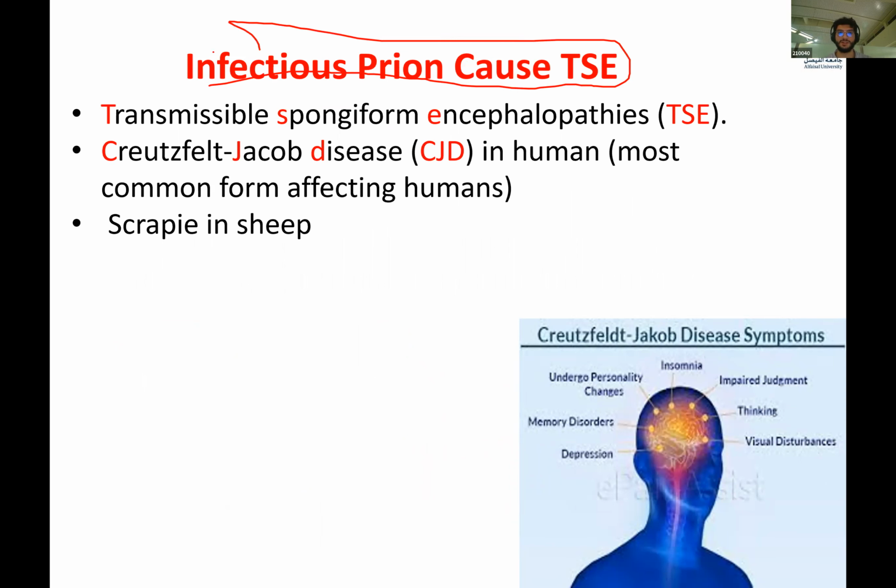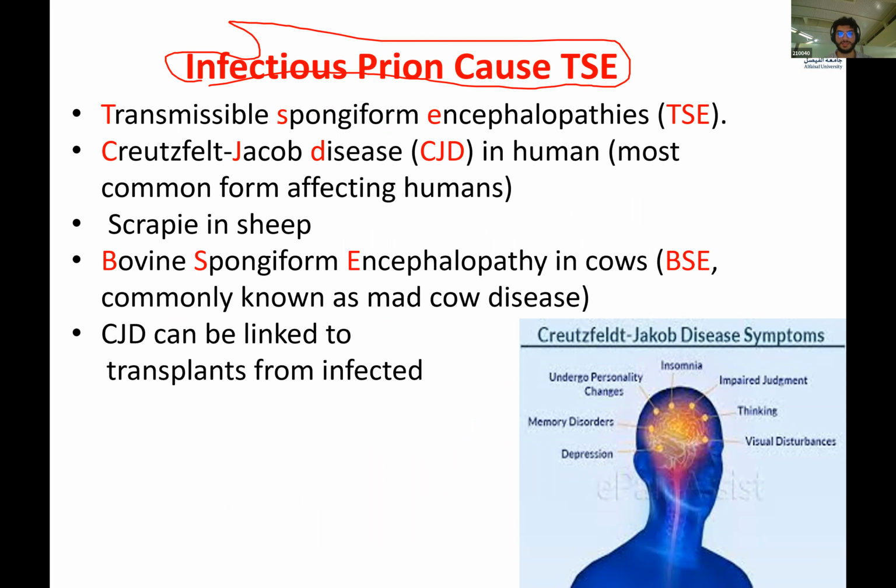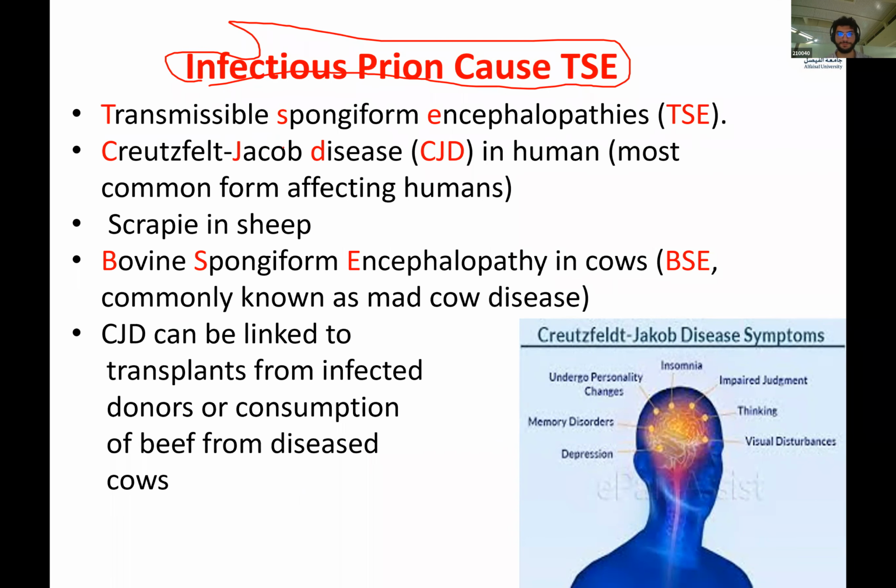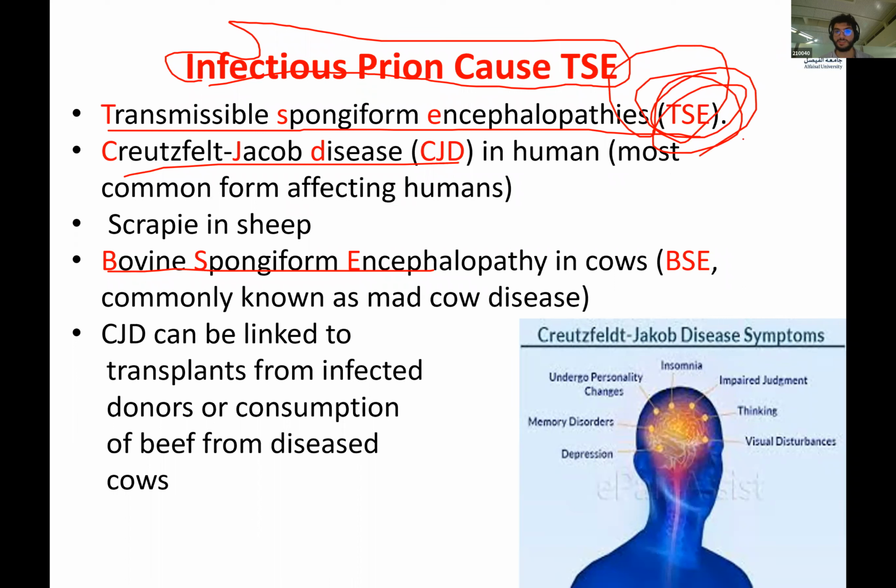Finally, these are just specific causes. Basically, the only difference, these are all prion protein diseases, these are all prion proteins. The only difference is this is transmissible. It means you get it from somewhere.